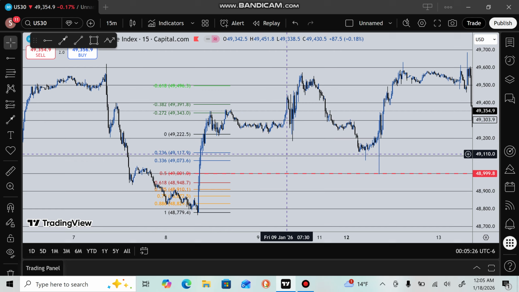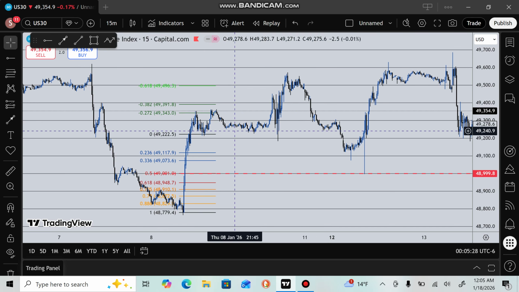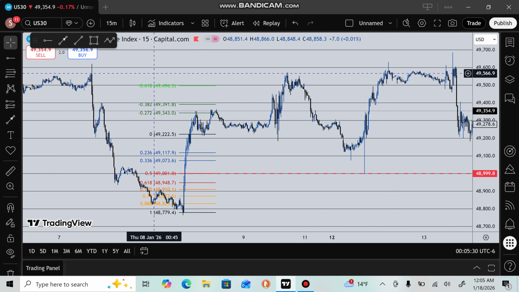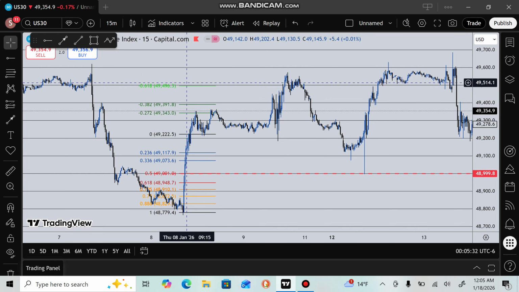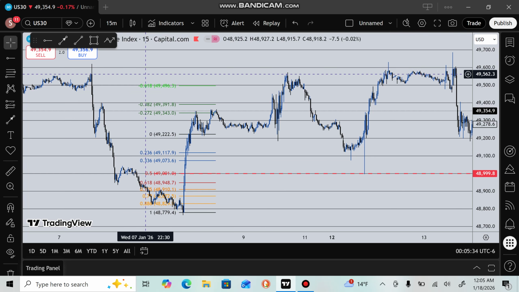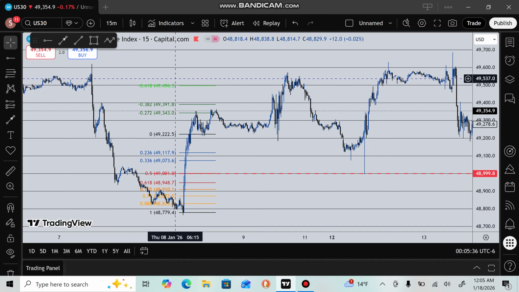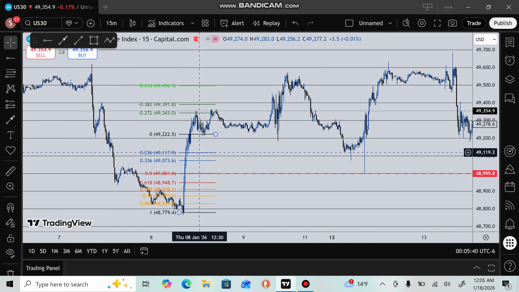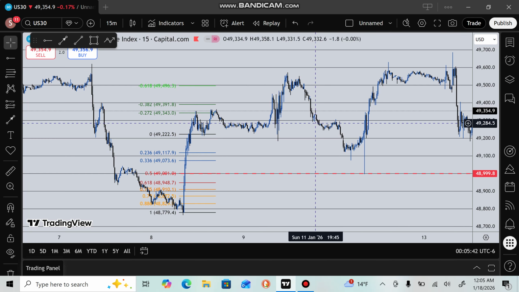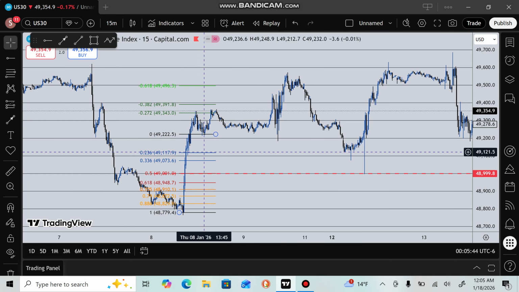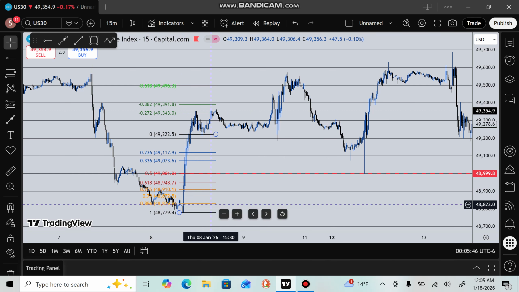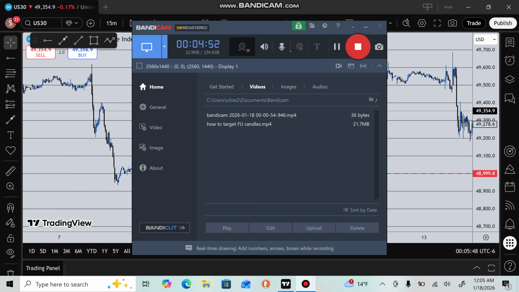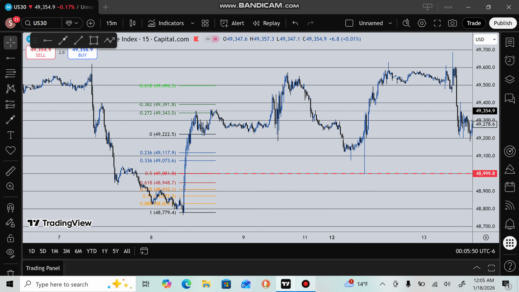And where you get out should be targeted at the last high. The last previous high should be your target. If you're targeting a 50% imbalance, your take profit target should be the last high before that imbalance. And that is how you target a 50% imbalance.